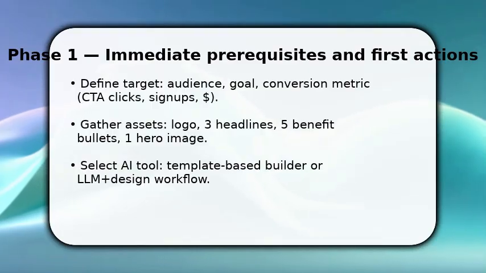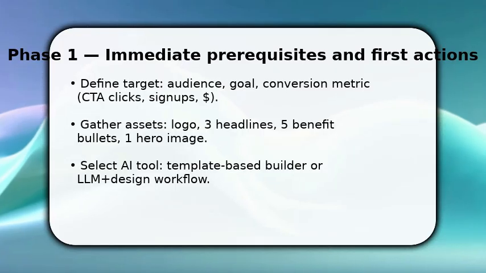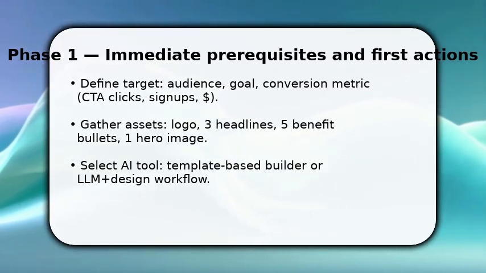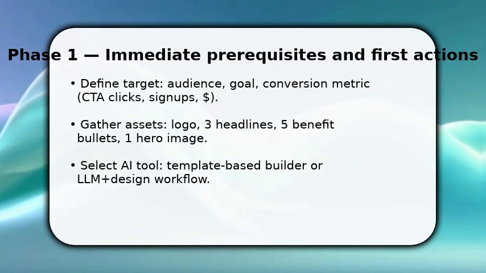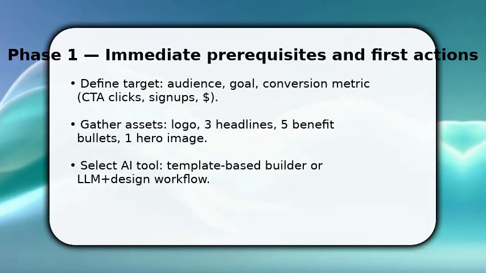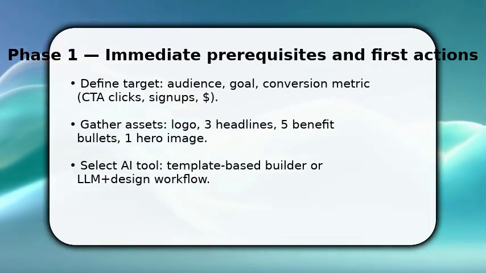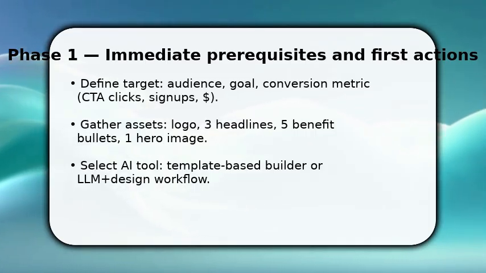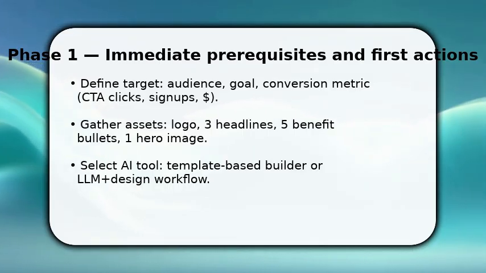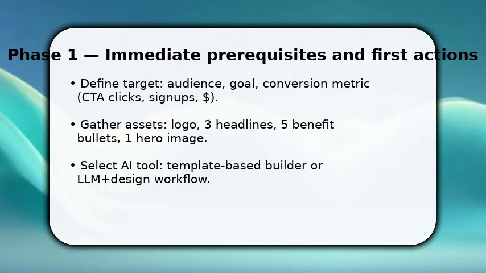You start by clarifying your goal and audience. This directs AI prompts. Once clear, assemble assets: logo, hero image, 3 headline options, 5 benefits, so AI has concrete inputs. Next, pick the AI approach, a template landing page generator for speed or an LLM plus design tool for control. Explain constraints in the prompt: tone, CTA, and conversion metric.